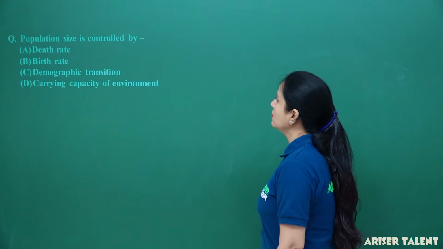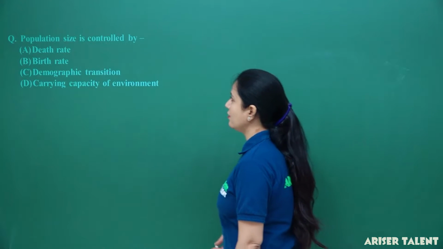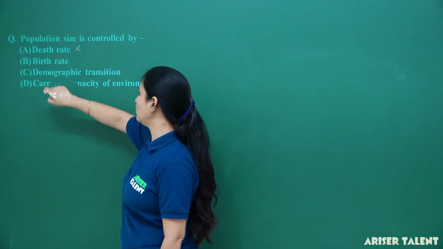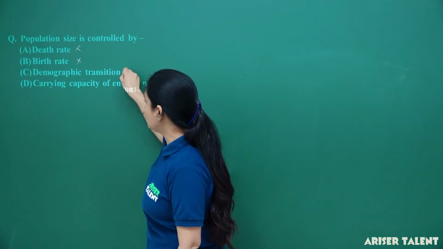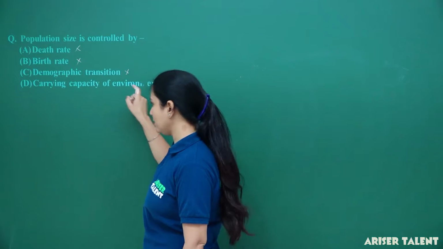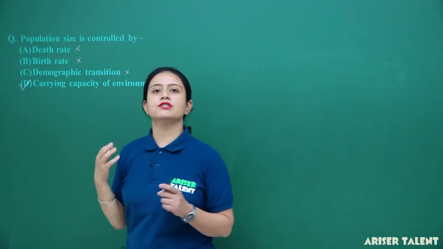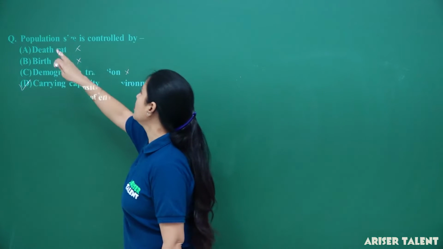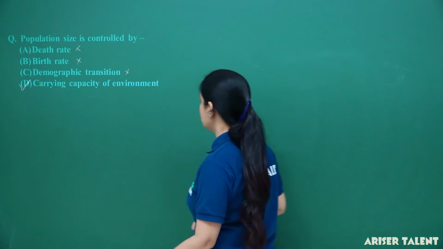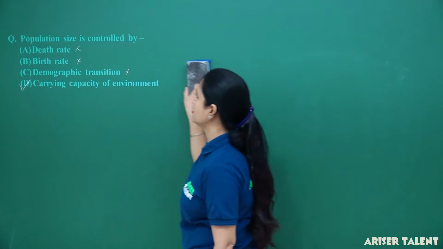Next is, population size is controlled by death rate, no. Birth rate, never. Demographic transition, no. Carrying capacity of environment, yes. Whatever the carrying capacity of the environment is, it will define the population size. Okay, so option D is the correct answer.